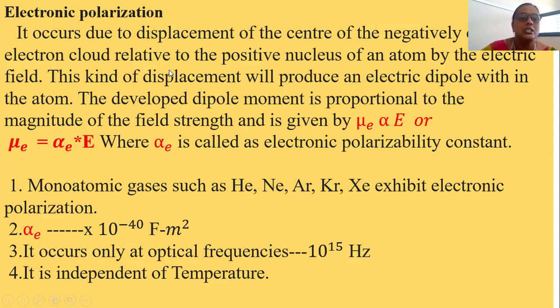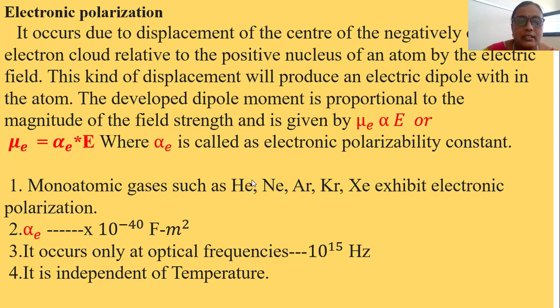So electronic polarization occurs inside the atoms. The developed dipole moment is proportional to the magnitude of the field strength. Mu E is for electronic polarization, so mu E is proportional to E, where E is your electric field intensity. Since there is a proportionality symbol, mu E is equal to alpha E times E. In order to make it an equality, since they are proportional, we place one constant. That is your alpha E, and alpha E is called your electronic polarizability constant.